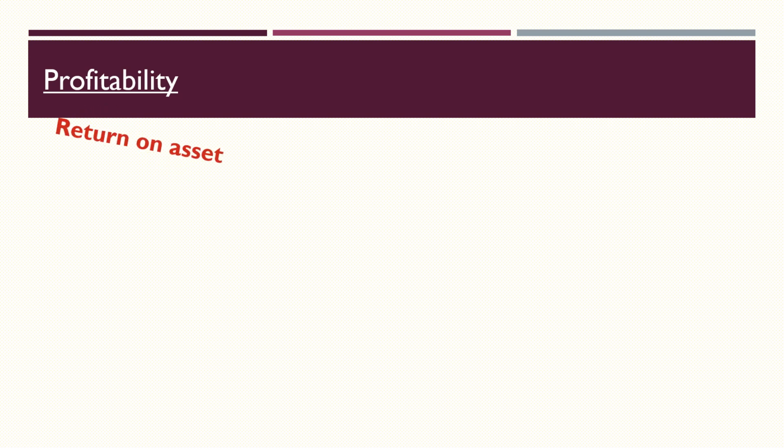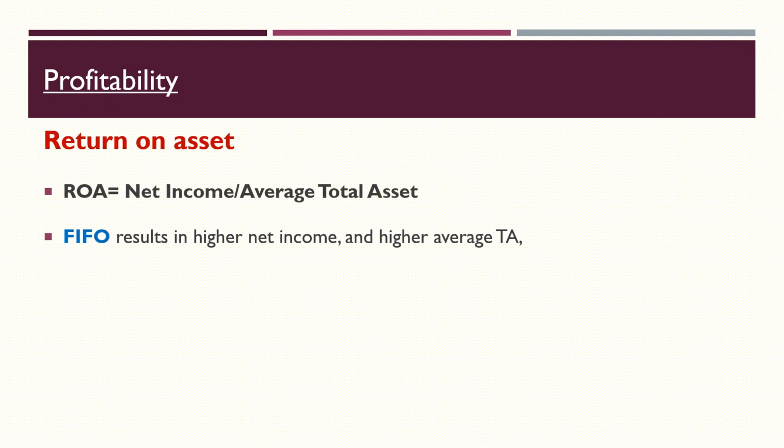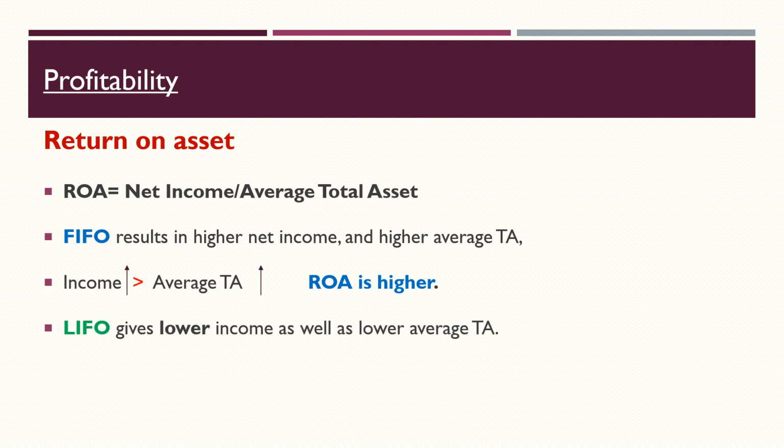The next one is the return on asset. FIFO results in higher net income and higher average total asset. Since the increase in income is more than proportionate to the average total asset increase, the return on asset is higher in the FIFO method. LIFO gives lower income as well as lower average total asset. Thus, the decrease in income is greater than the average total asset decrease. The return on asset is lower under LIFO method.